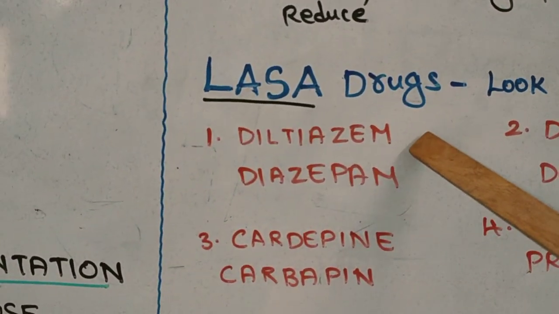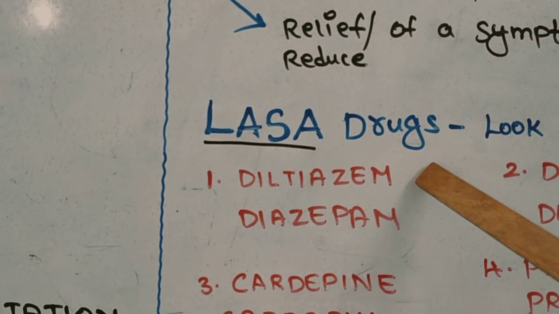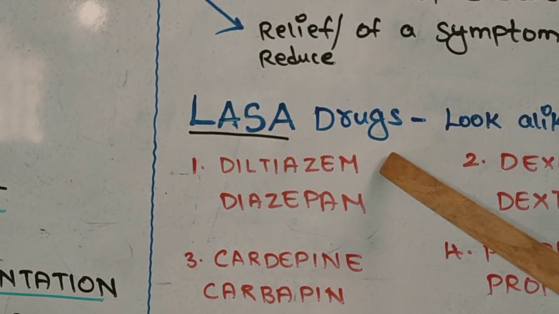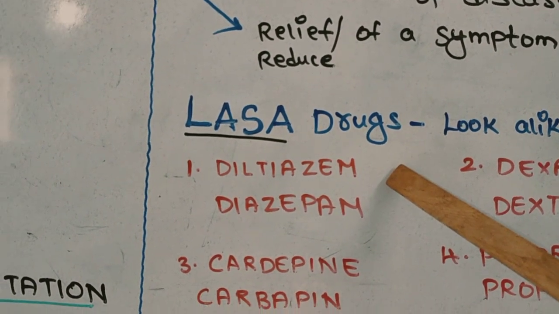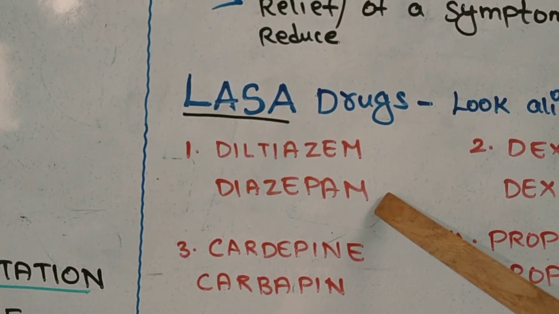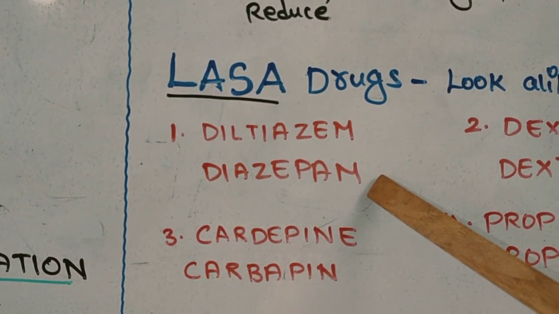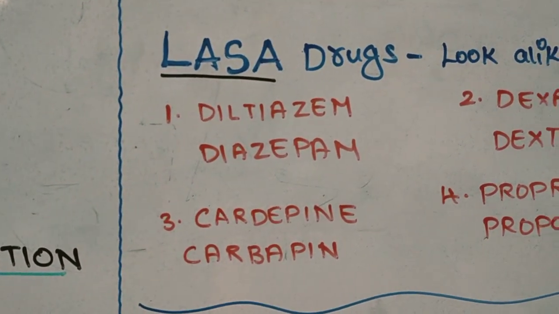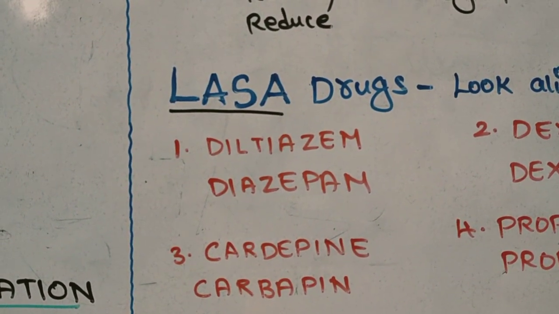See, diltiazem, diazepam. Diltiazem is a calcium channel blocker which is used to decrease blood pressure and to control angina, whereas diazepam is a benzodiazepine anxiolytic which is used to treat anxiety patients, seizures, alcohol withdrawal syndrome, etc.